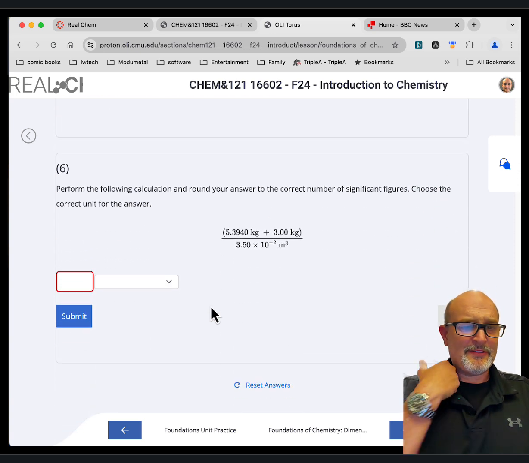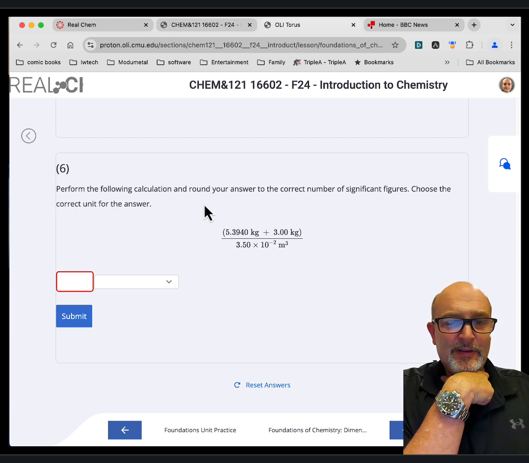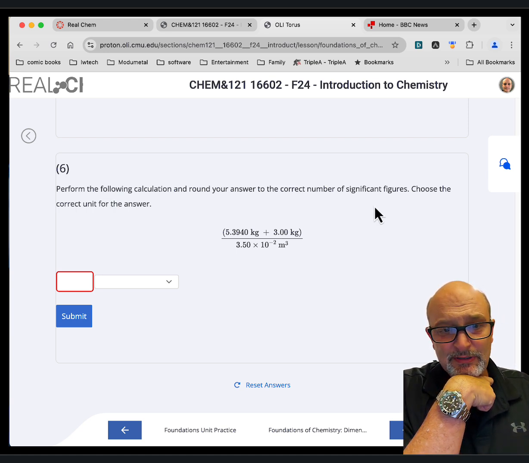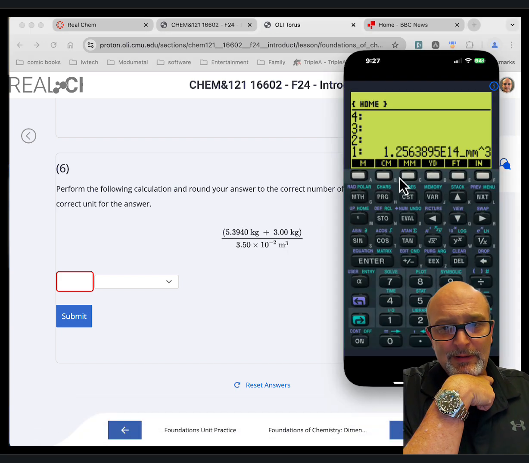Let's see if there's anything else that's particularly tricky. I don't think it is. I think you're getting it by now. Perform the following calculation and round your answer to the correct number of significant figures. This is just multi-steps, so it's multi-units. So I think we can handle it. What do you say? Let's give it a shot.